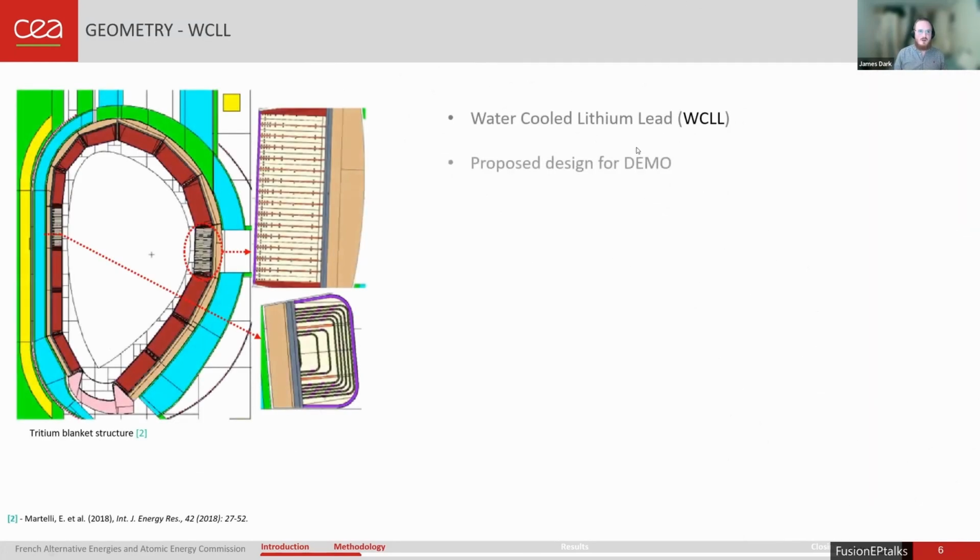Well, we start off with our geometry, obviously. So this is a mock-up of our WCLL blanket, of what it could be like for DEMO. And what we see here is essentially lots of these layers sandwiched on top of each other, these unit cells.